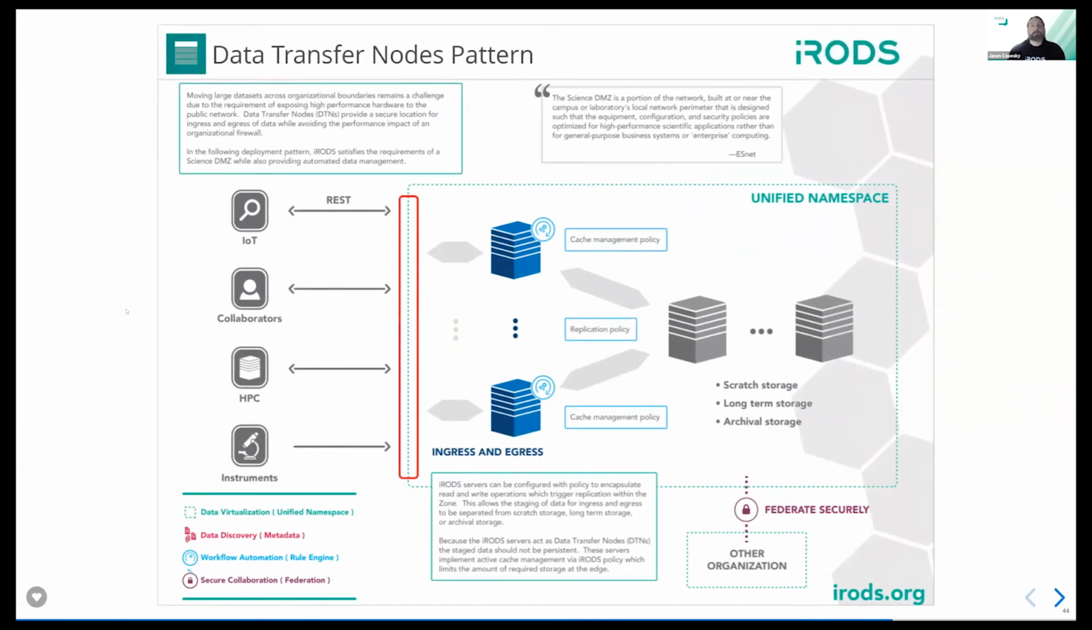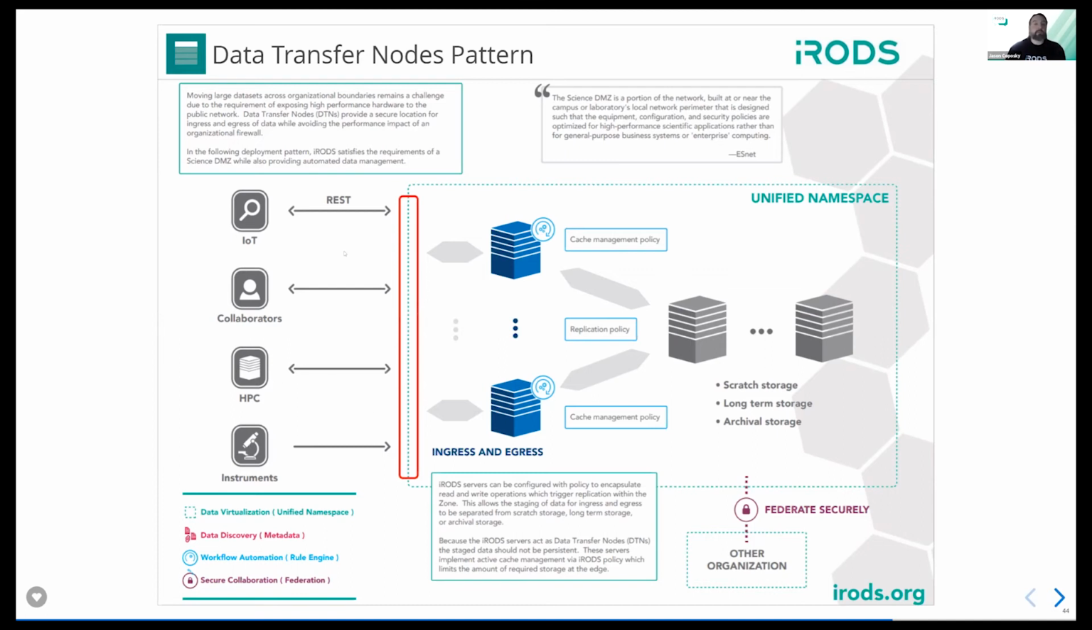Now, this is the reason why we've gone down this journey, which is the data transfer node. The idea here is that we can identify servers whose sole responsibility at the edge is to ingest data or provide data for egress over one or more different exfiltration protocols. So we could have a REST interface. We could have users just simply using the iCommands. That could be an HPC request. So if we consider B2STAGE for the EUDAT project, they're moving data back and forth using Globus or GridFTP. Or it could be instruments at the edge that are pushing data into the particular grid.